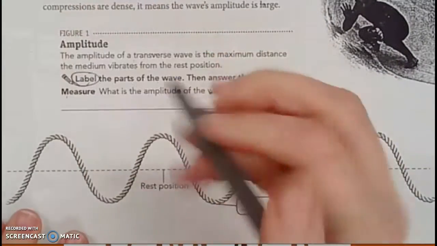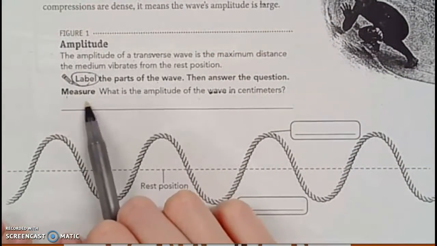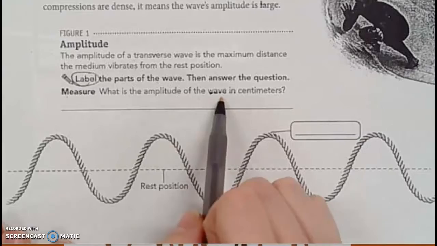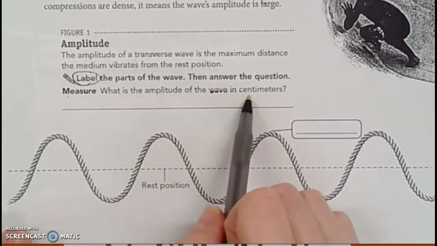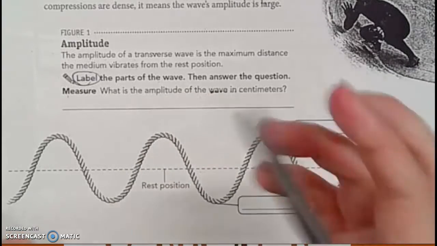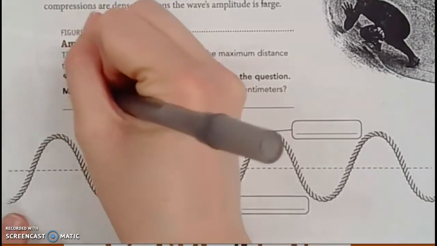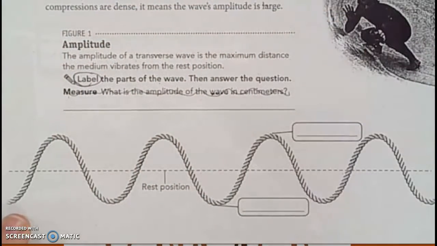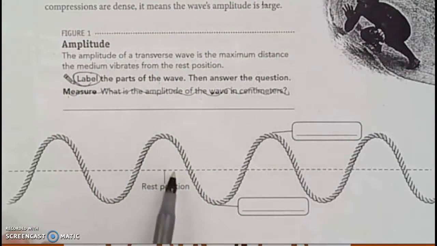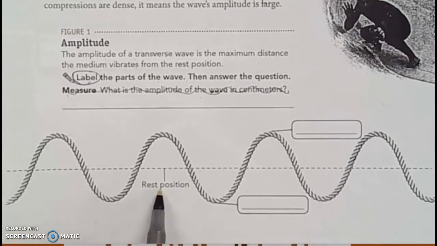Label the parts of the wave, then answer the question. Measure what is the amplitude, and then it says what is the amplitude of the wave in centimeters. Now, we do not have to do number 2, but you do have to label. So it gives you boxes. It tells us what the rest position is. So right now you are going to do this by yourself and answer 2 questions. So it is your turn, and then when you play again, it will give you the correct answers.